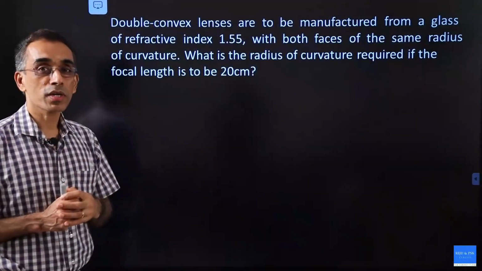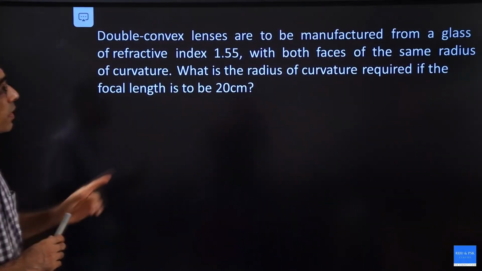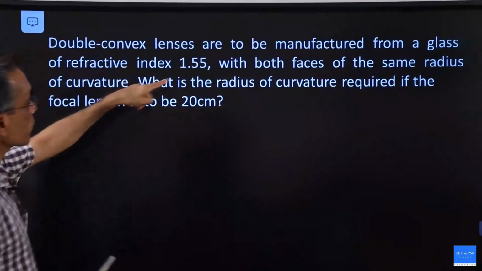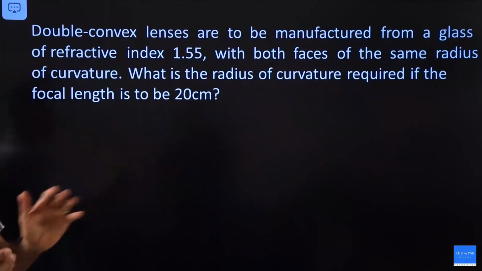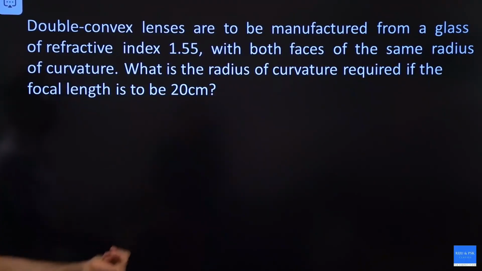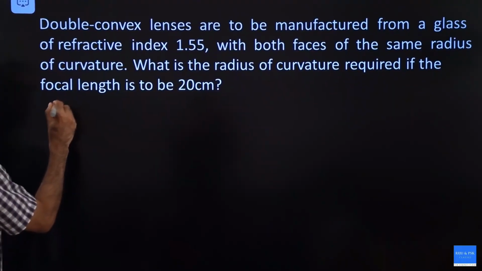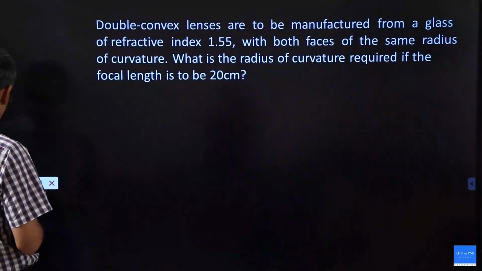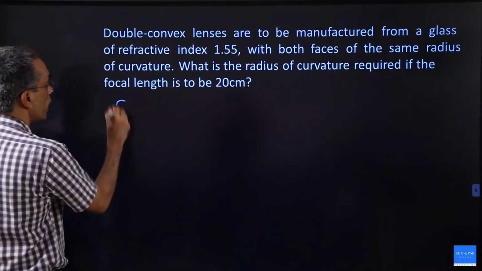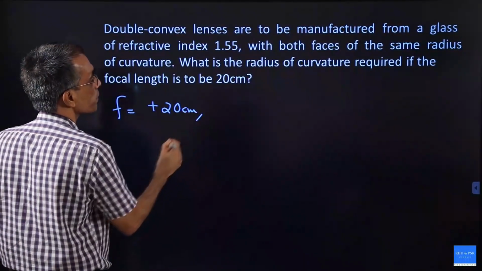This question is about lens maker's equation. What is given? There is a double convex lens to be manufactured from glass, refractive index 1.55. Both faces have same radius. What should be the radius of curvature for focal length to be 20 centimeter? So it is a double convex lens. So naturally focal length must be positive. So we have f is equal to plus 20 centimeter.